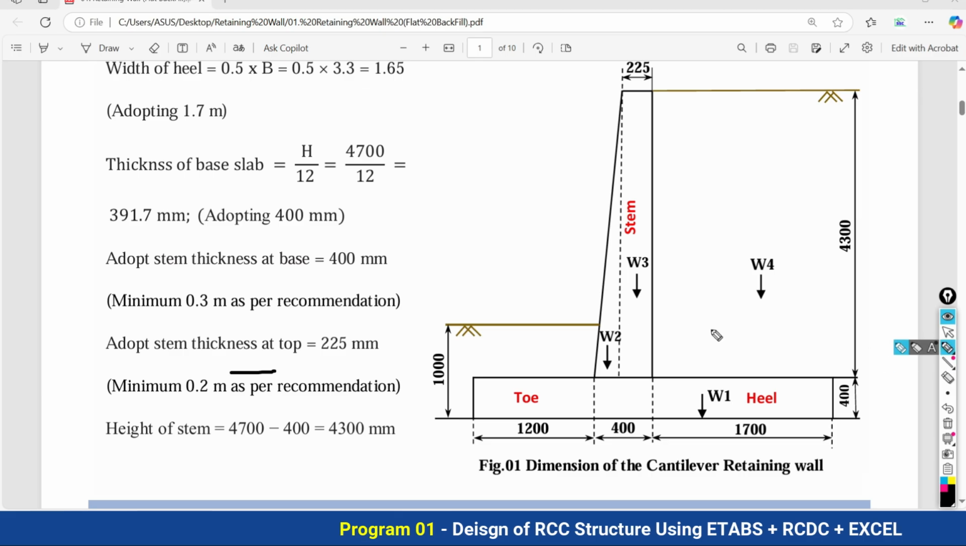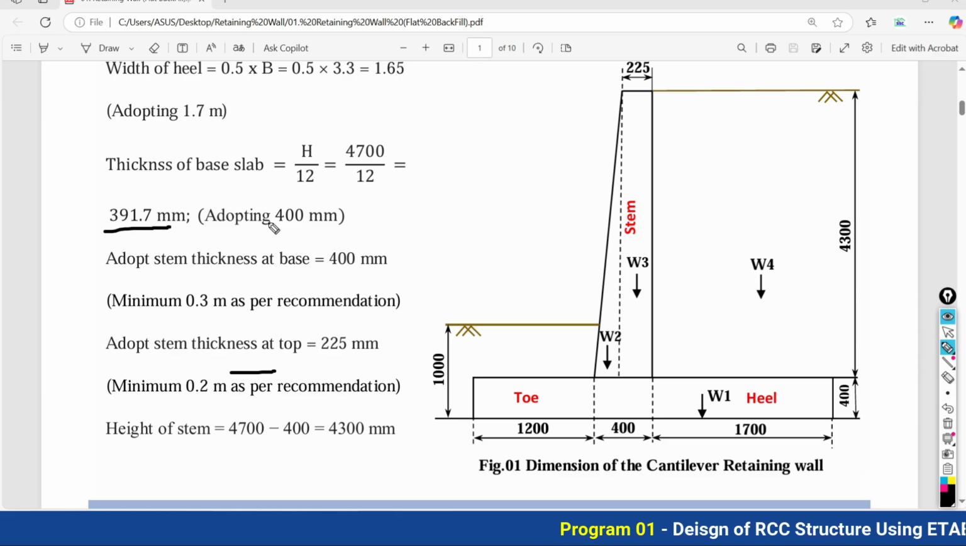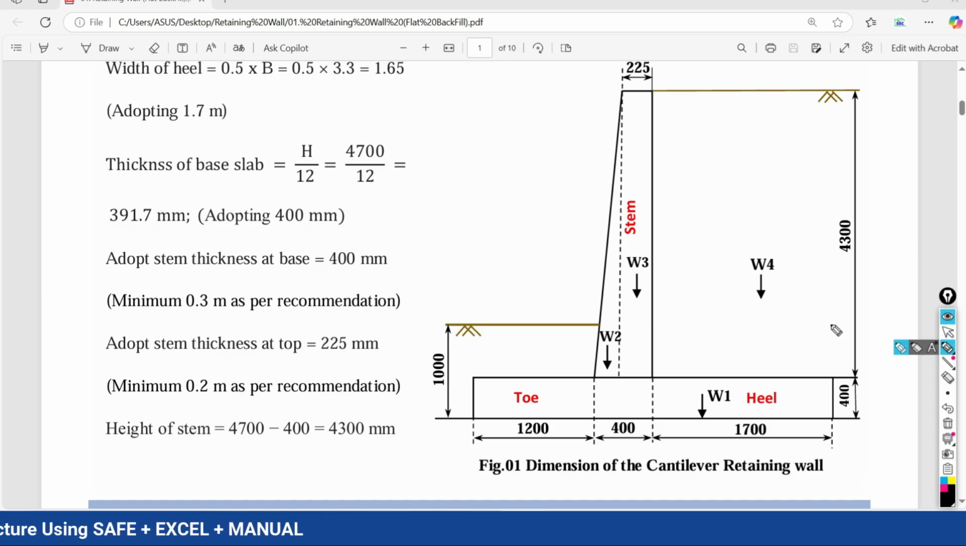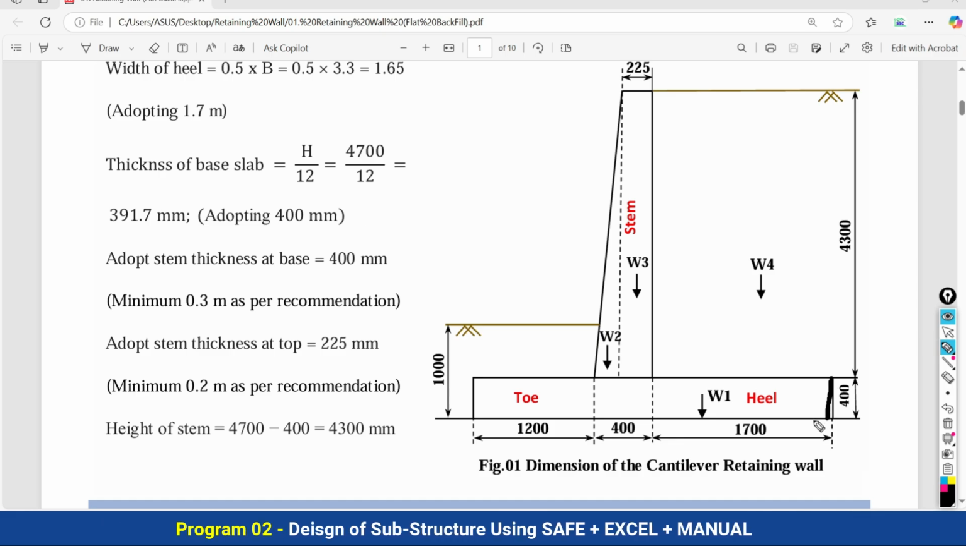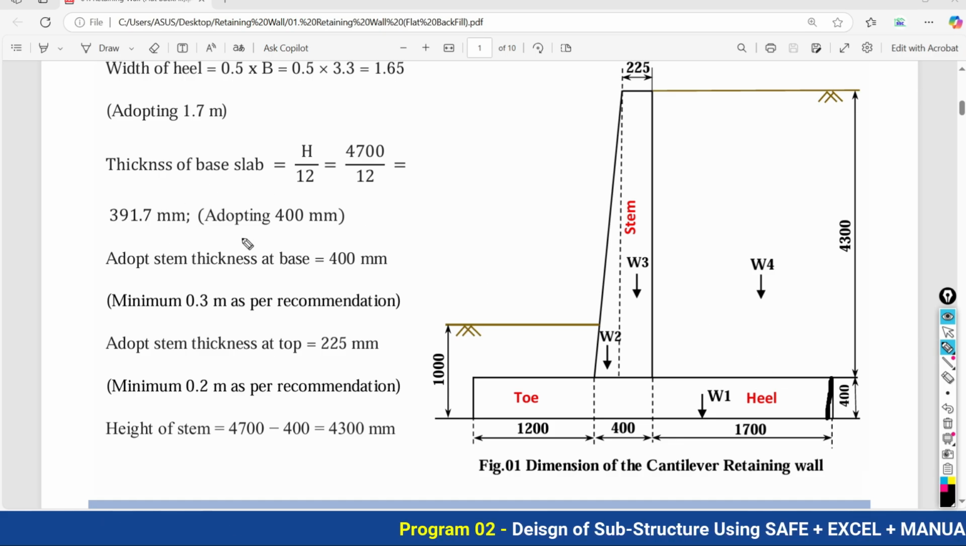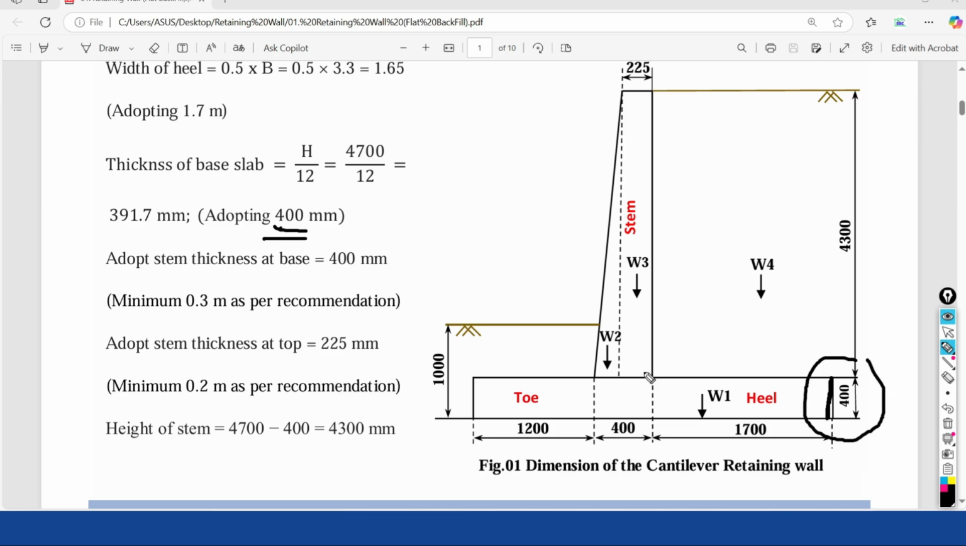It is coming out to be 391.7. Again, we are going to adopt it 400 in mm. So adopt the stem thickness at the base as 400. One important thing, let's try to understand here. Whatever the thickness of the base slab is coming, or you are adopting as here 400 mm, the same thickness we are going to consider as the thickness of the stem at its base.